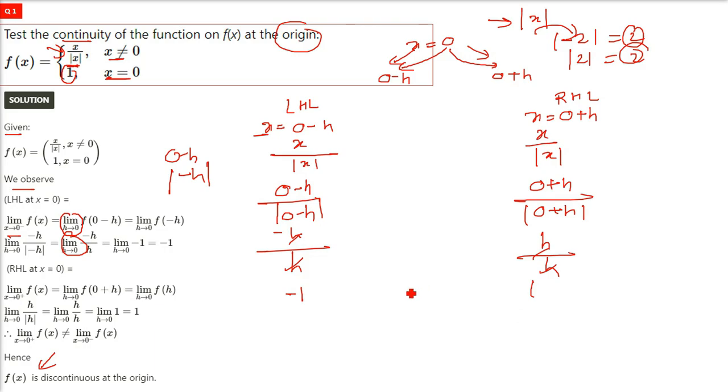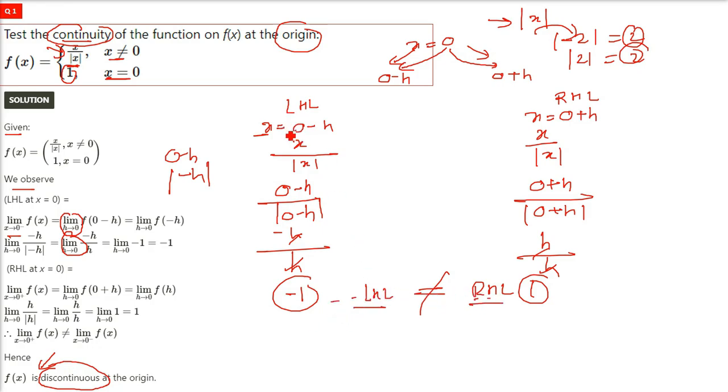So what do you see? The left hand limit and the right hand limit are not the same. They have different values. One is negative 1, one is positive 1. So the first test has failed. The first thing for continuity or discontinuity is that the left hand limit has to be equal to the right hand limit, which is not happening here. That is why this is a discontinuous function at the origin, at x equals 0.